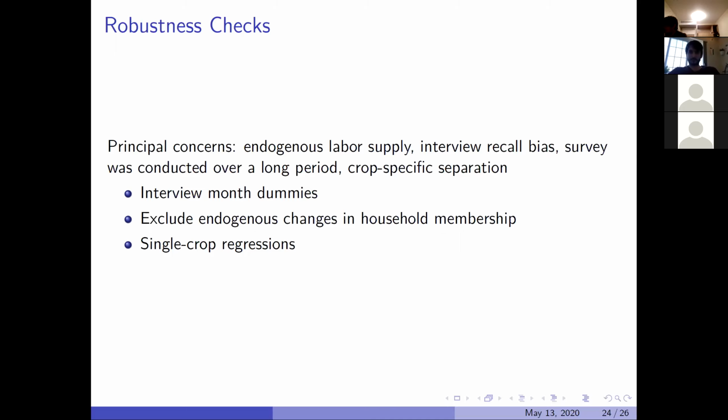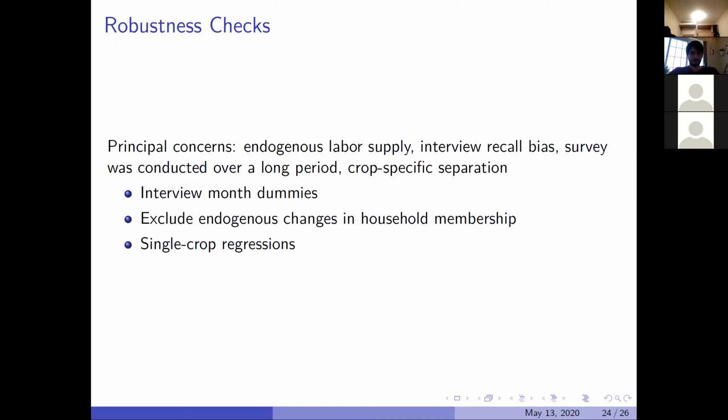The number of household members is still a principal determinant of the amount of labor at the plot level. Then I excluded endogenous changes in the household. Because I have household rosters, I know which members just joined the household within the last year. I tried excluding all of those members and all the labor contribution from those members, and I found that it didn't change the results substantially.